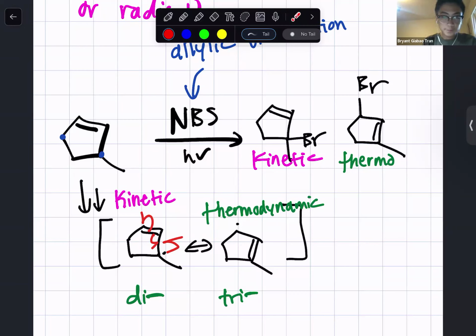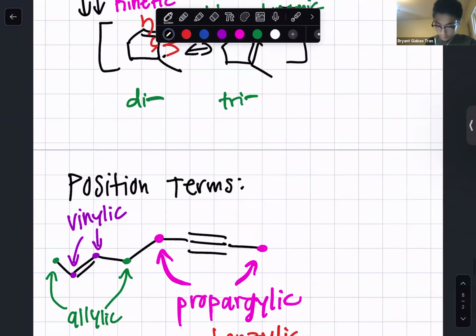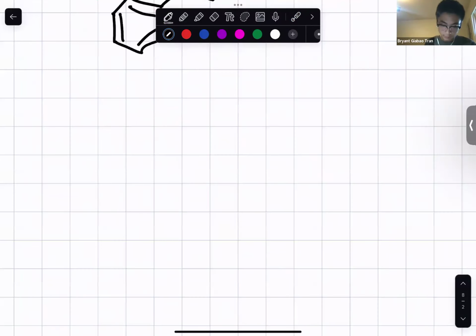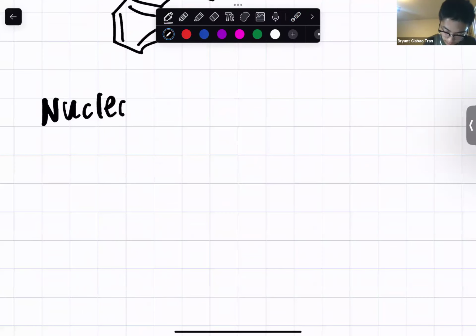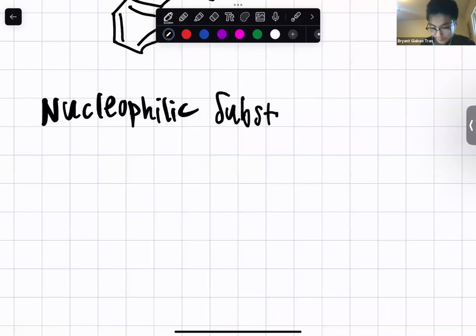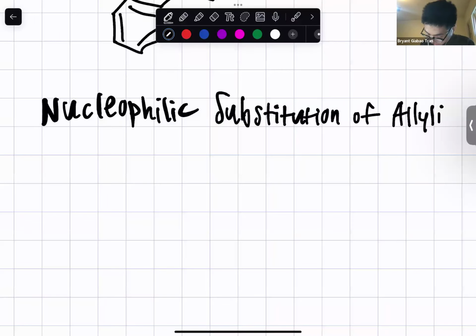Okay, so any questions on this NBS reaction? Okay, let's move on to the next reaction, which is going to be nucleophilic substitution, like SN2 or SN1, substitution of allylic halide.